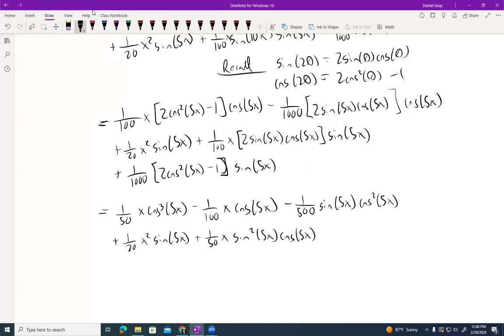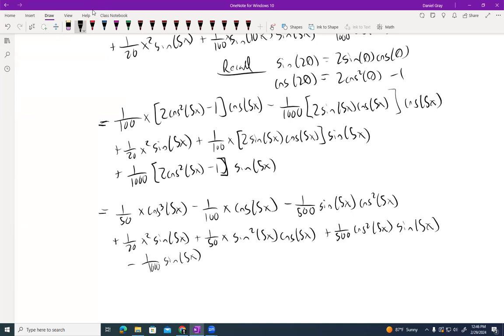Okay, good. And then our last term over there distributes into two different terms as well. So we're going to get plus 2 times 1,000. That's 1 over 500. Okay, so that'll work just fine. 1 over 500 times cosine squared of 5x, times sine of 5x. And then minus 1 over 1,000 sine of 5x.